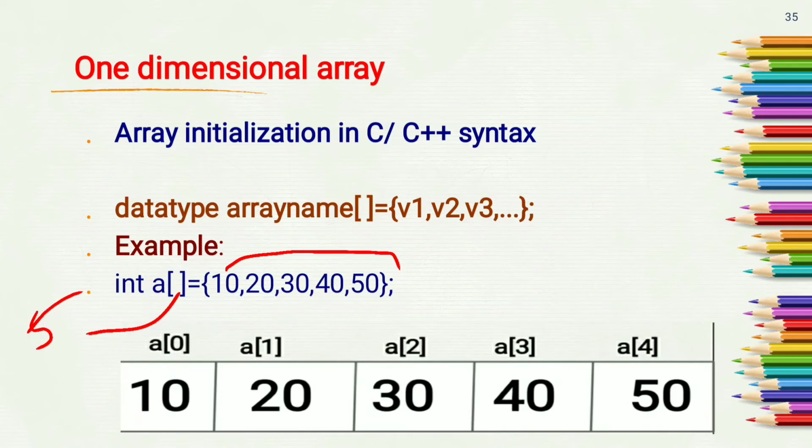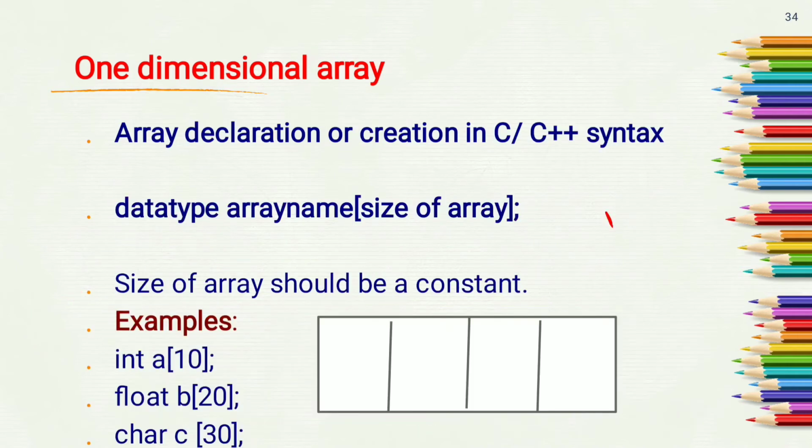So here the array is initialized with 10, 20, 30, 40, 50 instead of garbage values. When you create an array without initialization, garbage values will be stored in the array, and we have to take input from the user by using a program to store values inside the array.